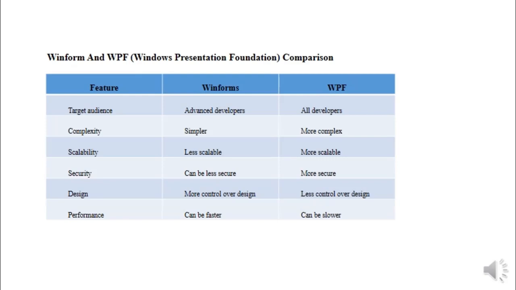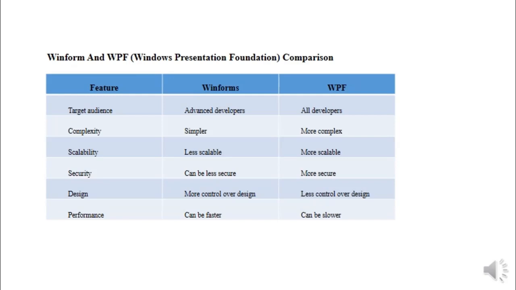WinForms is generally simple in terms of development and understanding, making it more approachable for developers who prefer a straightforward framework. WPF offers more complexity, providing advanced features and a more intricate architecture, which may be appealing to developers who are looking for a comprehensive toolkit.